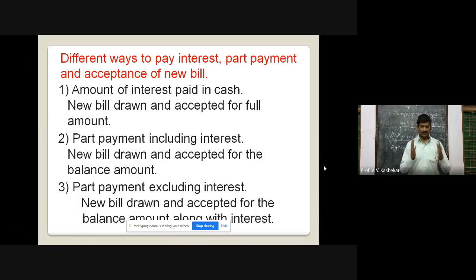Now, third, part payment excluding interest, new bill drawn and accepted for the balance amount along with interest. Here, part payment excluding interest means there will be no interest shown in that bill. It will be excluding interest. Only principal amount will be shown in that bill.